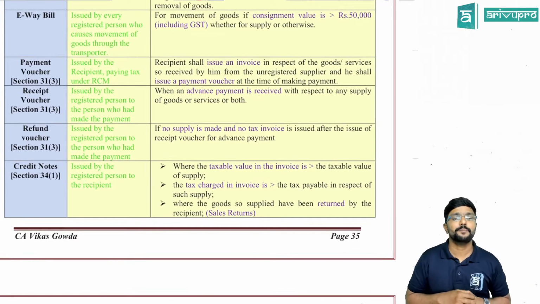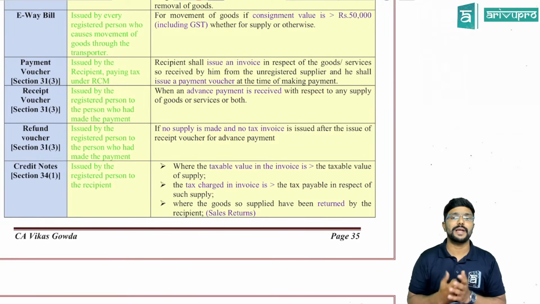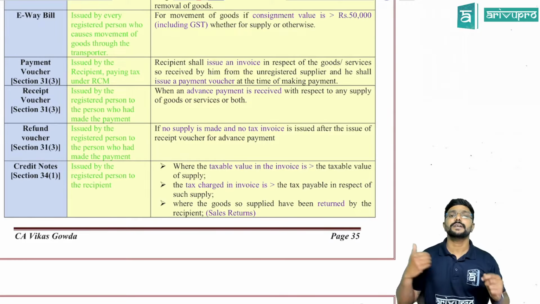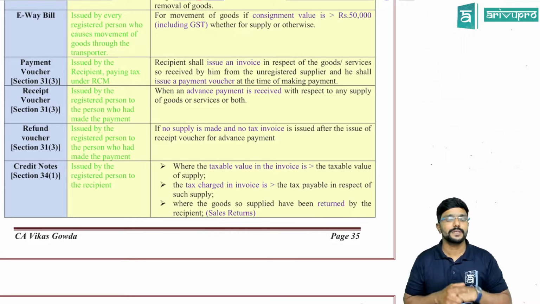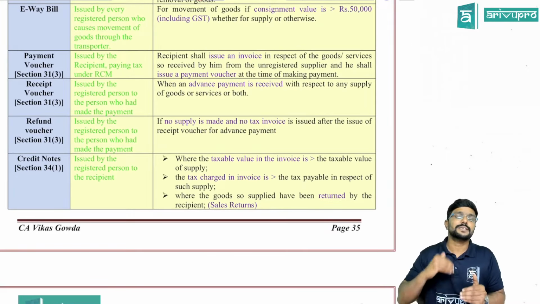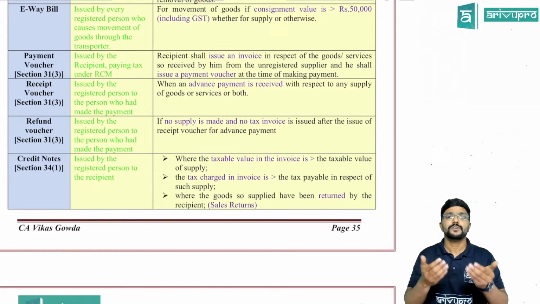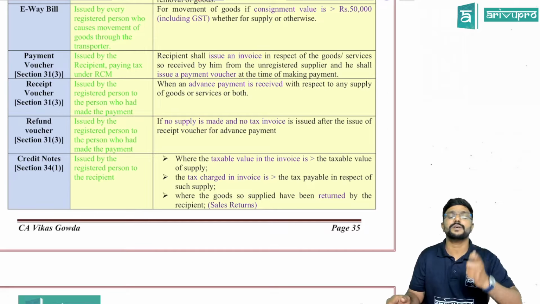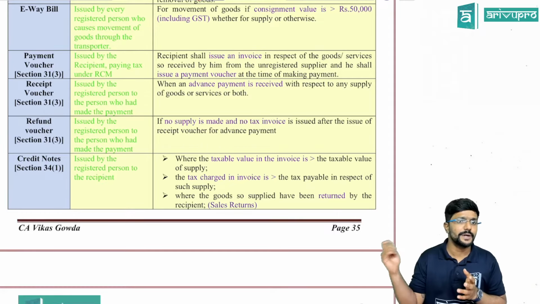Then coming to payment voucher, whenever the recipient is making any payment under RCM, he will issue a payment voucher to the supplier. And if the supplier is unregistered, in that case, the recipient will also issue a tax invoice to the supplier. Then coming to receipt voucher, if the supplier has received any advance for the supply he will make in future, either goods or services, when he receives the advance, he has to give a receipt voucher to the recipient, stating I have received an advance of so much as on so and so date.